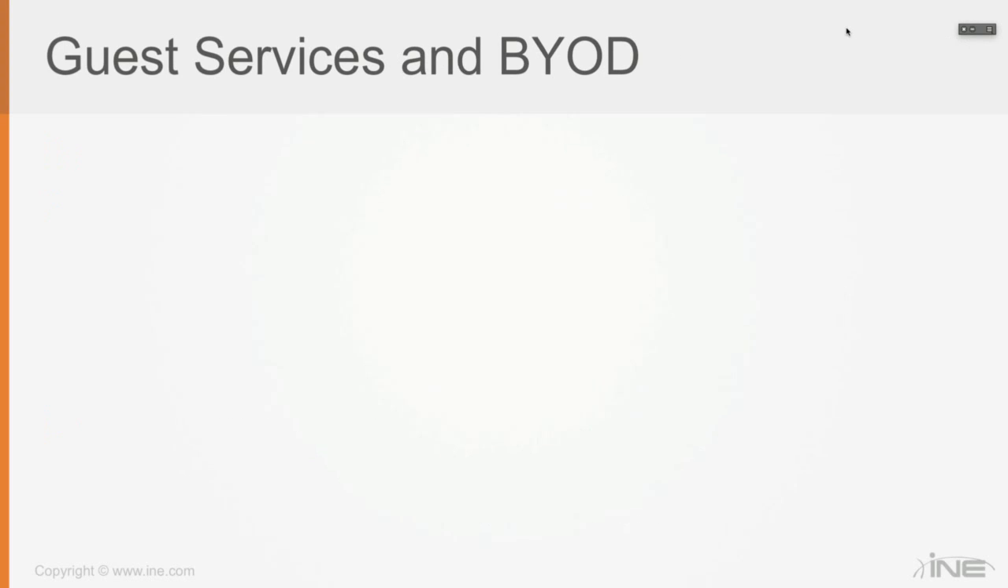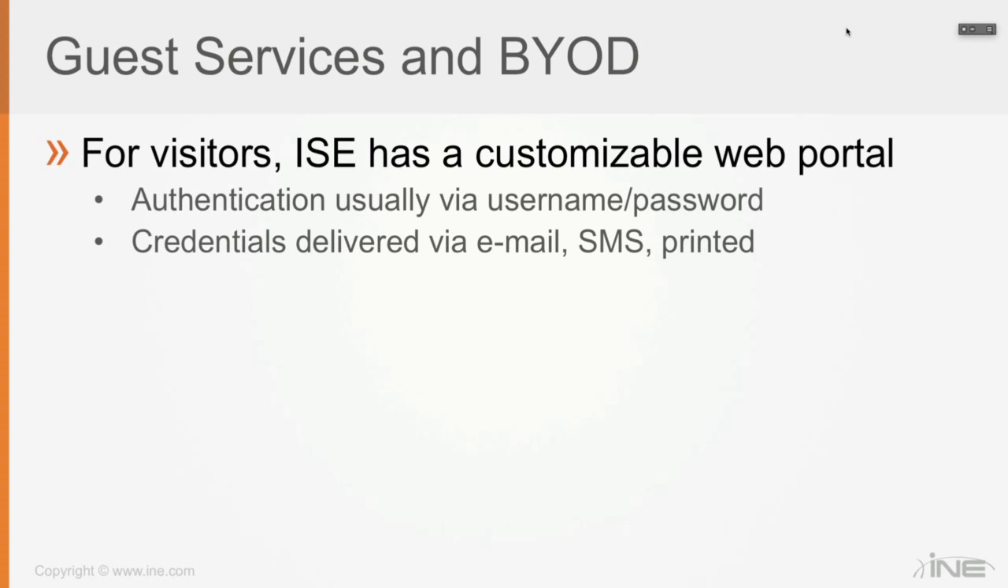And of course, the last part is going to be the authentication for guests and BYOD. So for visitors, ICE has a built-in customizable web portal. When guests connect to our network via Wi-Fi or wired, we're going to be able to present them with the ICE portal, and they're going to get authenticated there via a username and password. And we can send those credentials to the guests via email, via SMS, or of course printed on a piece of paper.